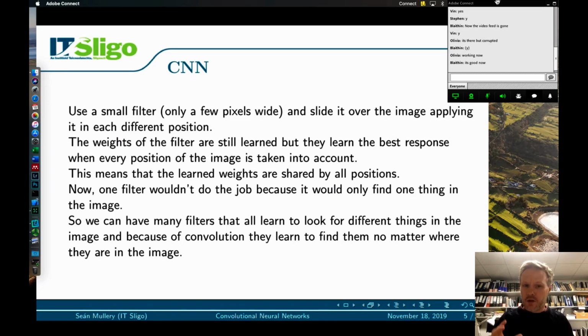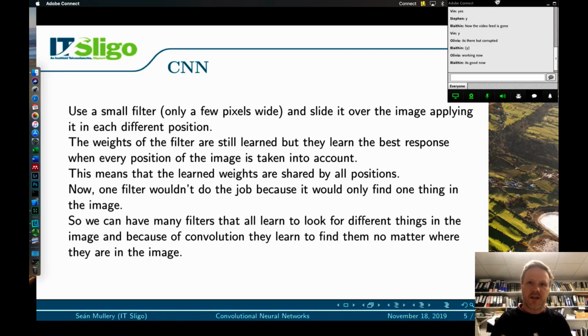Now, one filter wouldn't do the job. If we just had one filter, that wouldn't be good enough because it would only find one thing in the image. So if there's a particular thing that it's interested in, let's say edges or corners or maybe little blobs, well, if we only have a single filter, that will only find that particular type of artifact, and it won't find lots of different ones that it might be looking for.